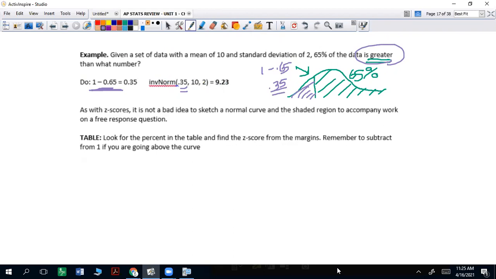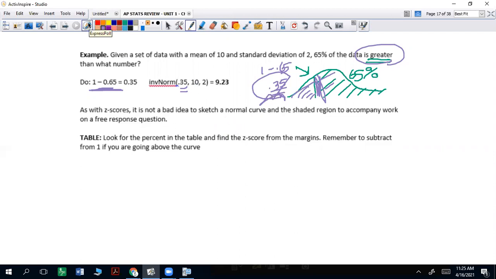As with Z-score, it's not a bad idea to sketch a normal curve and show that shaded region. So this is what you want to show on the shaded region, not what I just did here. But you want to interpret in your calculator that 35%, because that's what you're going to use to get it. You can use table A, but you still got to subtract from 1. So if you get the Z-score and use table A, that's an option as well.